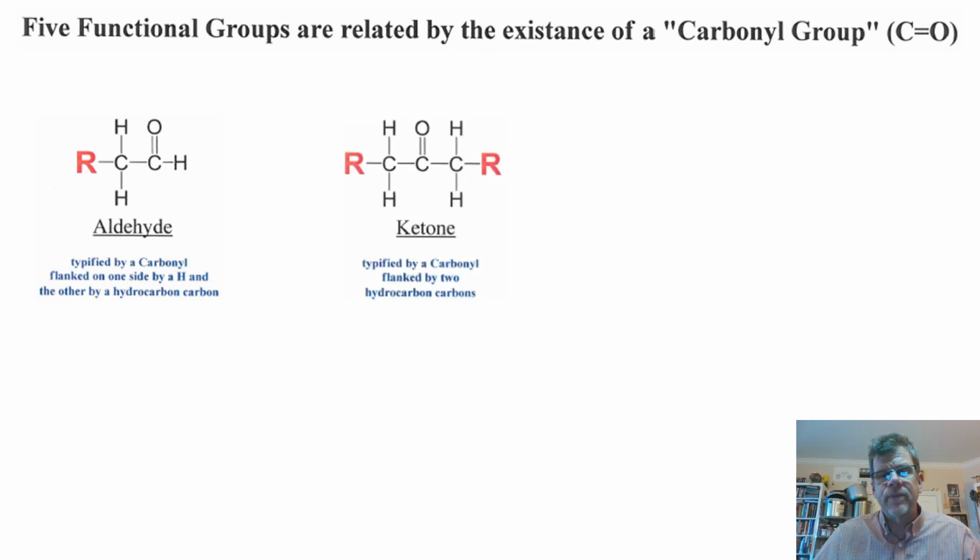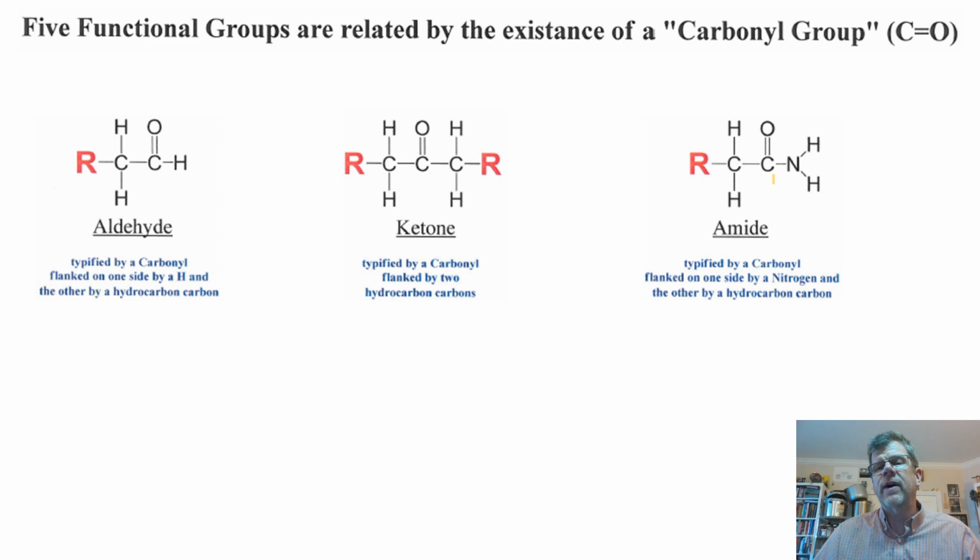The next one, if we have our carbonyl carbon, and it is flanked, and this is different than an aldehyde, flanked on both sides by 2 hydrocarbon type carbons, we have what is known as a ketone functional group. A ketone, notice, that is different than an aldehyde, even though both of them have a carbonyl type of structure in them.